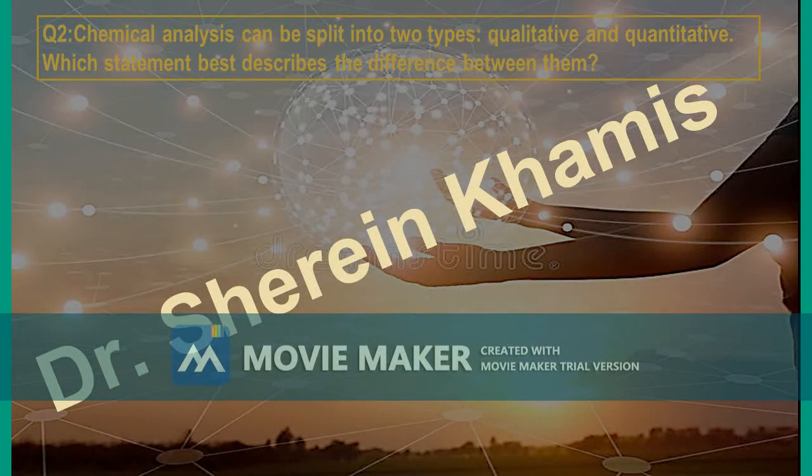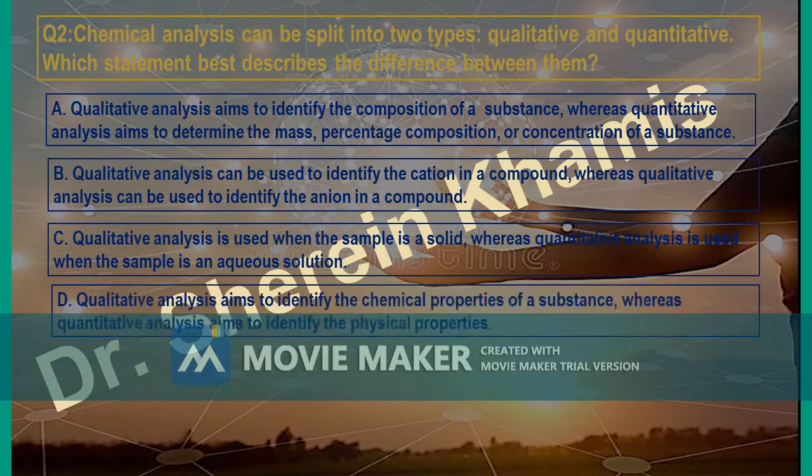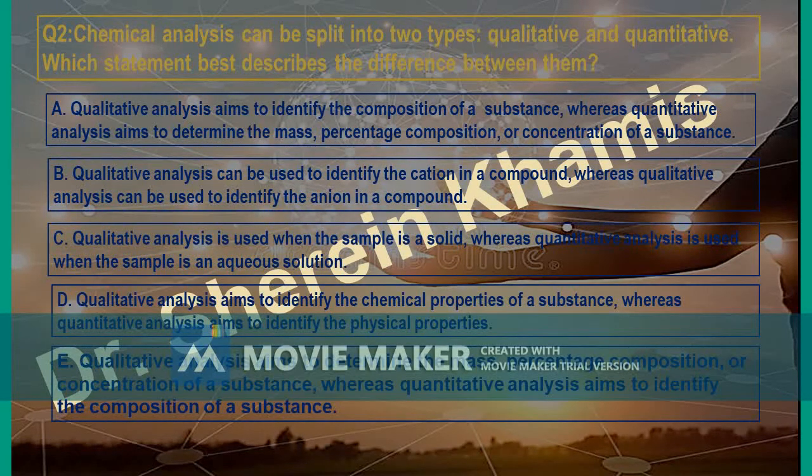Question number 2. Chemical analysis can be split into two types, qualitative and quantitative. Which statement best describes the difference between them? Okay, we will discuss each one of them. First one, qualitative analysis aims to identify the composition of a substance, whereas quantitative analysis aims to determine the mass, percentage composition, or concentration of a substance. Okay, it may be right.